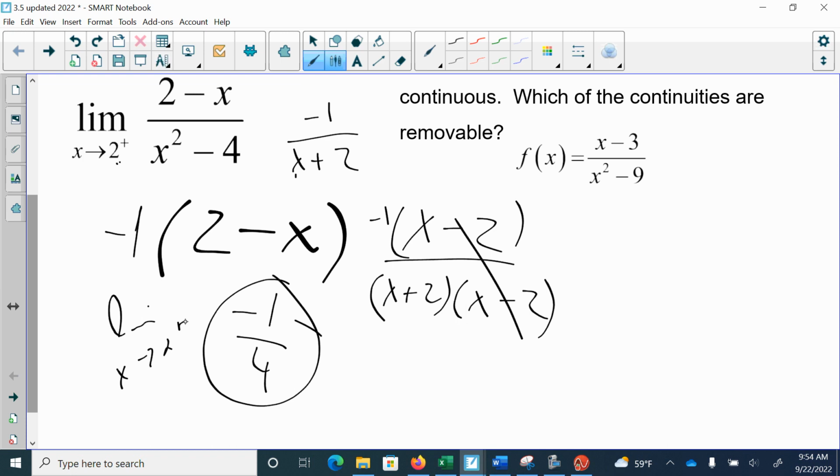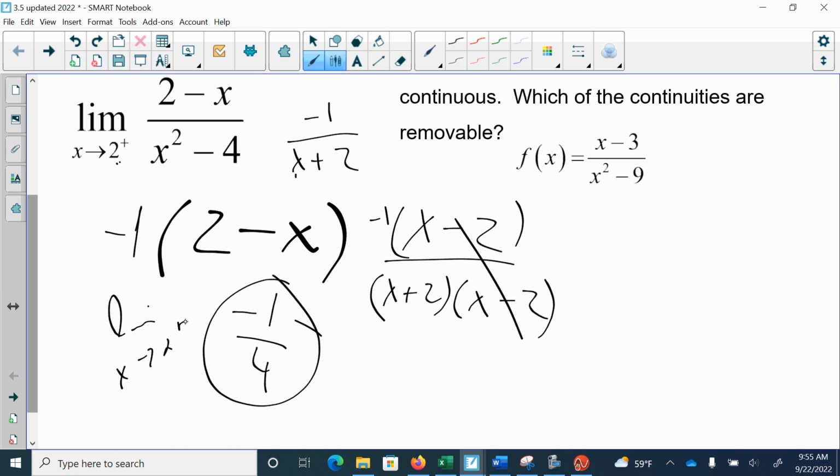Sophia just had a really good question, and so her question was, how do you know it's from the right? In this case, since I can substitute that 2 in, the direction doesn't matter, from the left or the right.